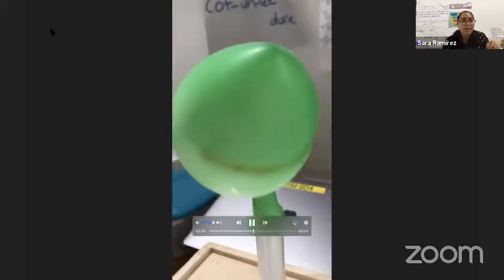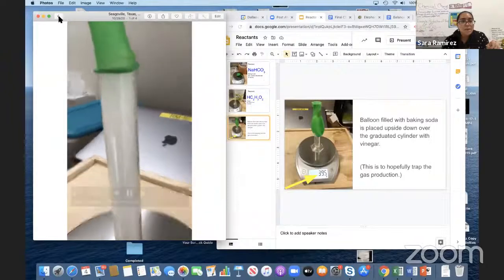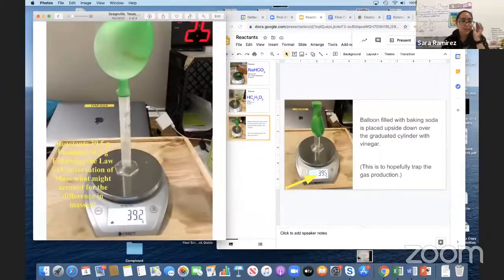So now we're going to go ahead and take a look at some of our results. So our next picture, we see that the reactants had a mass of 39.5 grams. Now, after the experiment, the products had a mass of 39.2 grams. So you might think, well, wait, that's the products, the final result, the mass was actually less. So why do you think that is?